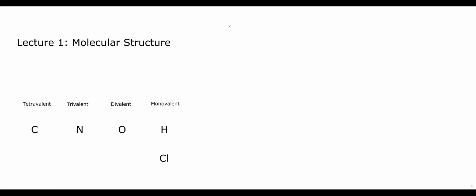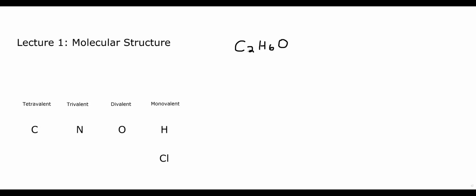So for drawing molecular structures, how do we draw a structure? Well, in order to draw a structure, we need a formula. So I'm going to draw a formula here, a molecular formula, C2H6O. This is what we would call a molecular formula. It's a formula indicating what atoms are present in the molecule.